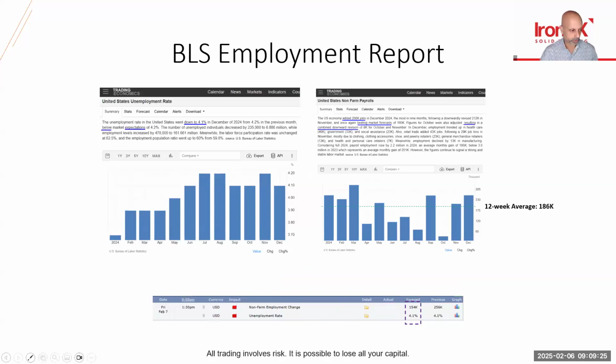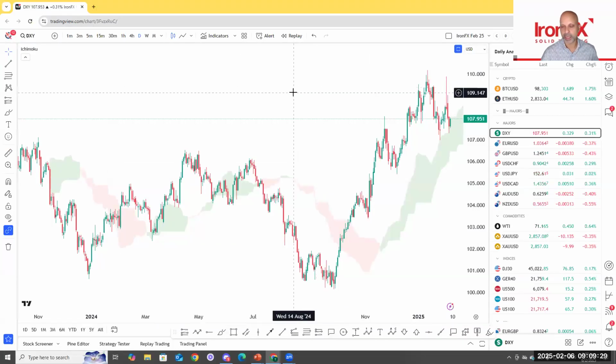All right, now let's head on over to the charts on TradingView and begin the analysis on the dollar index, starting on the daily time frame.